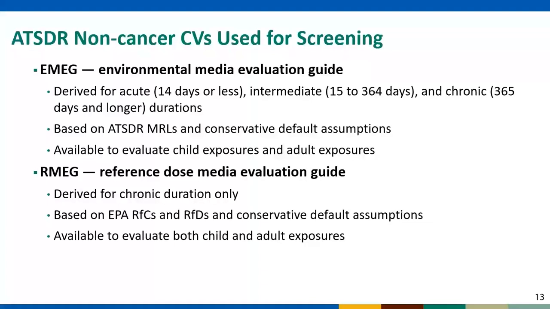We also use health guideline information from EPA to derive screening levels. Our reference dose media evaluation guides, or RMEGs, are available where EPA has determined that adequate toxicity data exist for chronic exposures. Our RMEGs are based on EPA's reference concentrations for inhalation and reference doses for ingestion. While RMEGs are only derived for the chronic duration, they are also available for child and adult exposures.